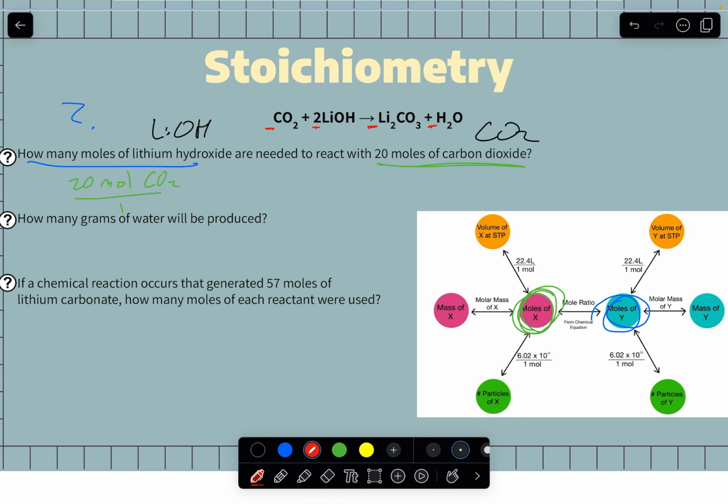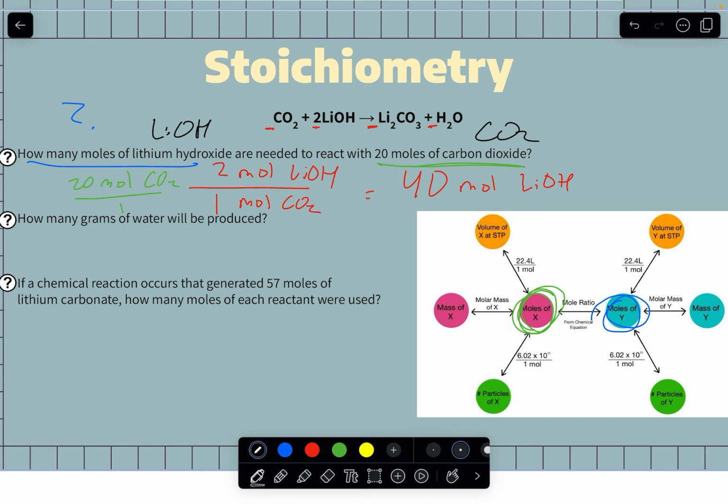If we're starting with moles of CO2, then our moles of CO2 should go on the bottom so that they can cancel out, and moles of LiOH goes on top, so that could be our final unit. That's what we're looking for. Okay, so CO2 has no number in front, so we only have one. Lithium hydroxide is over here. We have a 2 in front. So we're going to multiply the number by 2. We get 40 moles of lithium hydroxide. Okay.